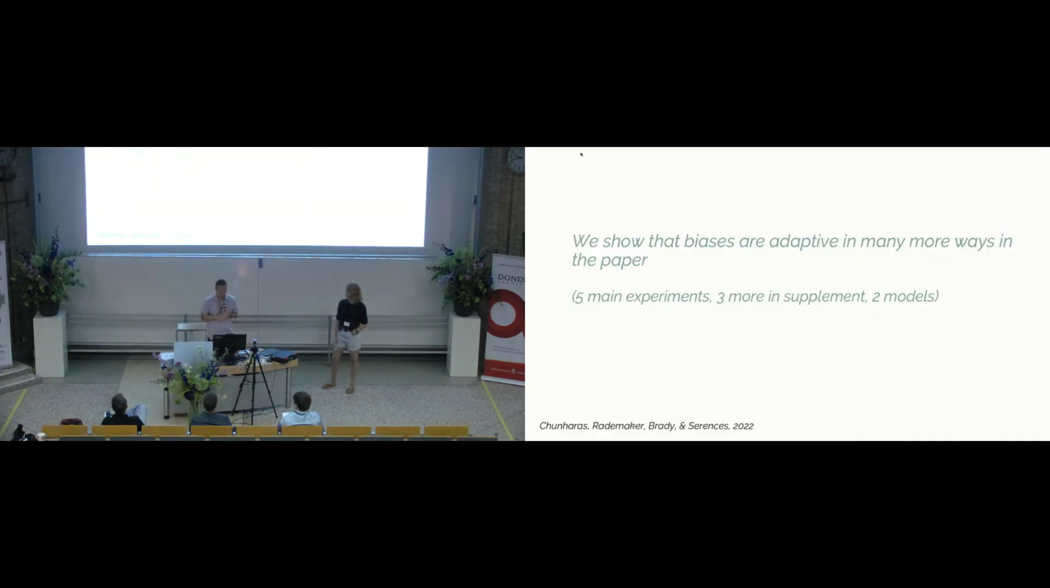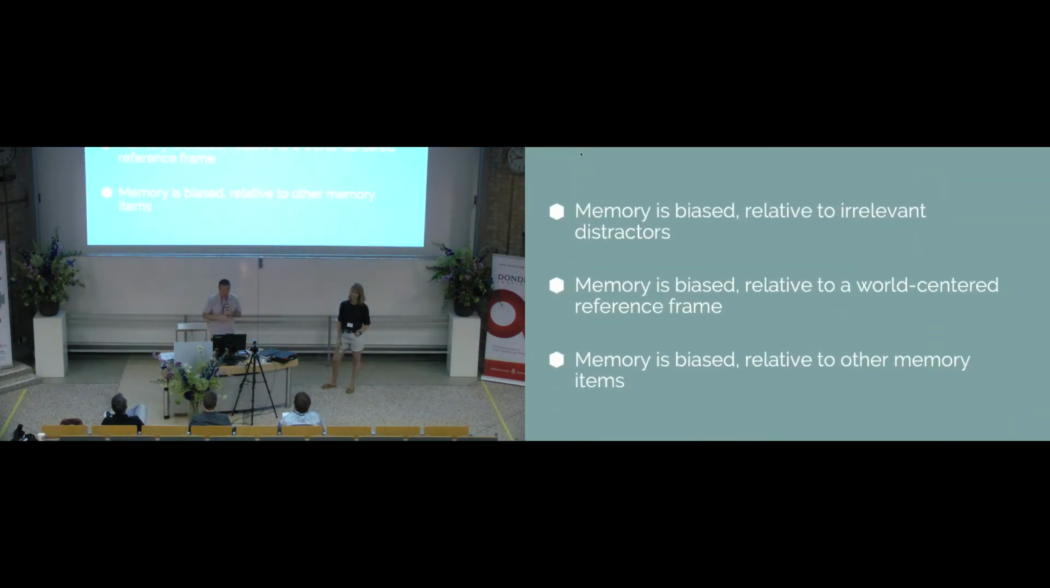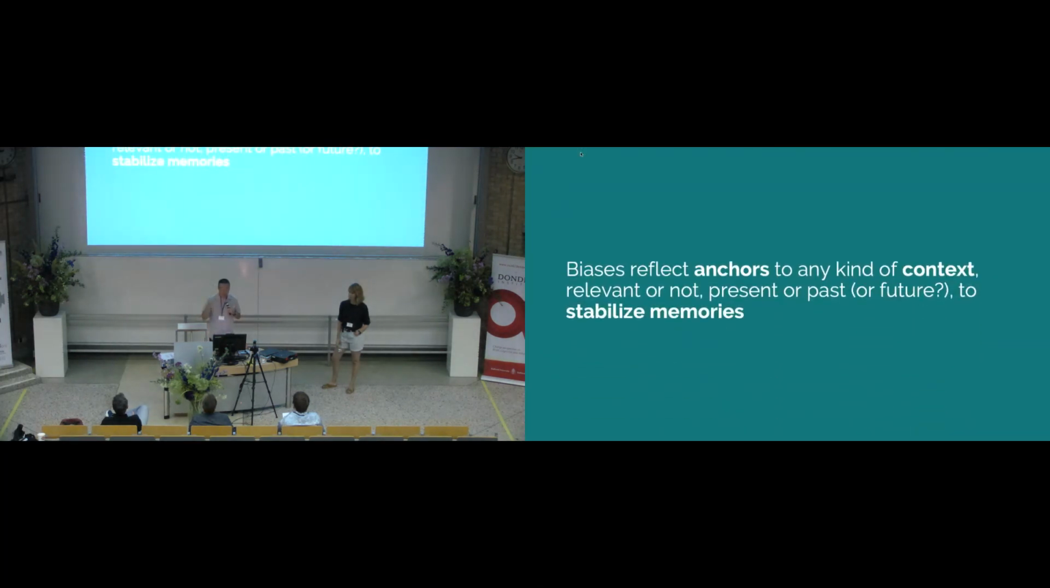So in general, I think we show that the bias is adaptive in many ways, and if you are interested, we also have 5 more experiments, 3 in the supplement and 2 models in the paper. So memory is biased relative to an irrelevant distractor, as in the first part, also in the world-centered reference frame, and also relative to one another in memory. So we think that the bias reflects anchors of many kinds of contexts, relative to whether it's relevant or irrelevant, whether it happened in the past or in the future, in the current moment, and it helps to stabilize memory.